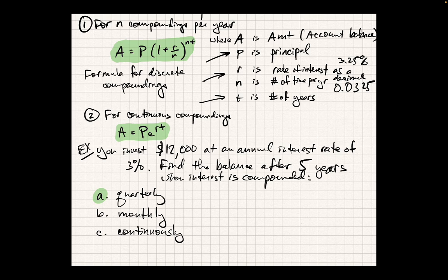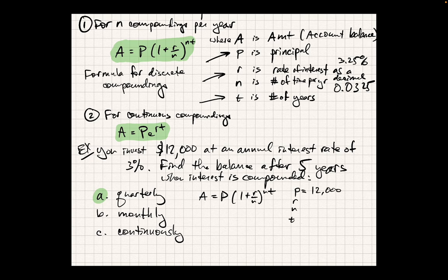So if I'm gonna try to solve A, the first step is to do what? Write your formula. Always write your formula. A equals P times 1 plus R over N to the NT. What is P? What is R? What is N? What is T? P is what?